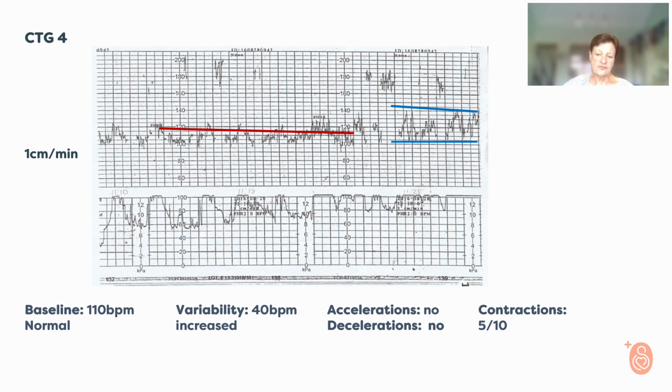If we look at the contractions, the frequency of the contractions, we see that this is a 1 centimeter per minute graph. Then we see that from this row of numbers to this row of numbers is 10 minutes. So if we look, there are 1, 2, 3, 4, 5 contractions during this 10-minute period.